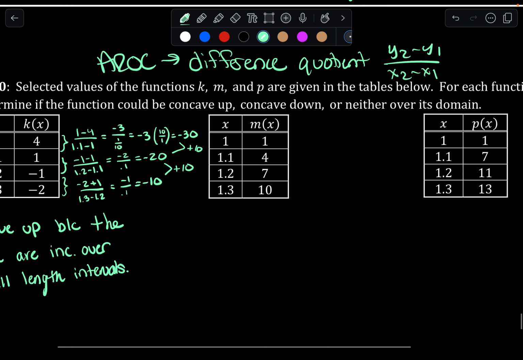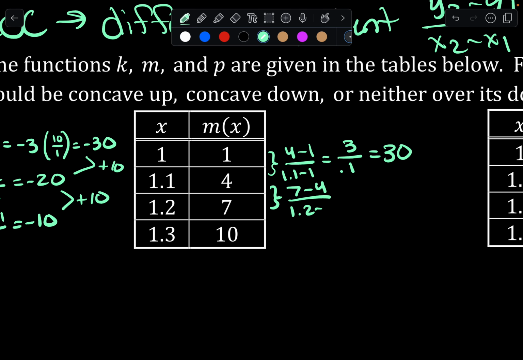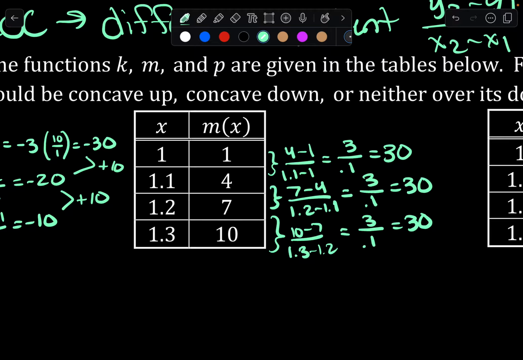Okay, now let's try m of x. So we'll take the average rate of change. So we'll have 4 minus 1 divided by 1.1 minus 1. So we end up with 3 divided by 0.1. Just like from the last problem we saw, we'll end up with 30, but it's positive this time. Second set, we have 7 minus 4 divided by 1.2 minus 1.1. So we end up with 3 divided by 0.1. We get 30 again. And this last part, we have 10 minus 7 divided by 1.3 minus 1.2. And again, we get 3 divided by 0.1, which is equal to 30.